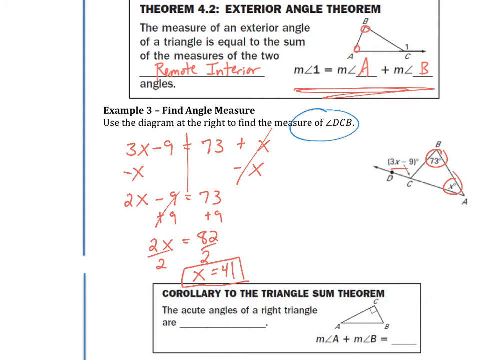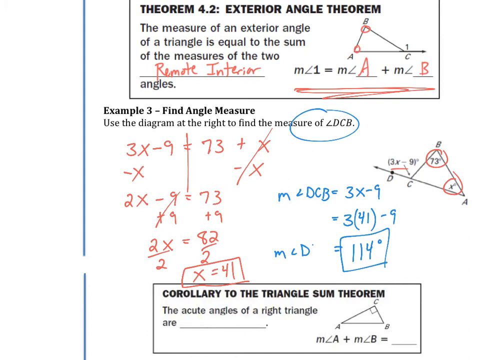So now we want to find the measure of angle DCB. To find the measure of angle DCB, which is 3x minus 9, we would do 3 times 41 minus 9. And 3 times 41 minus 9 is 114 degrees. So the outside angle is equal to the non-adjacent, or the far away, two interior angles.